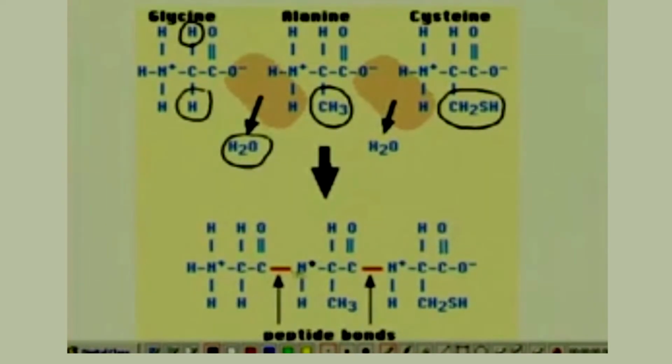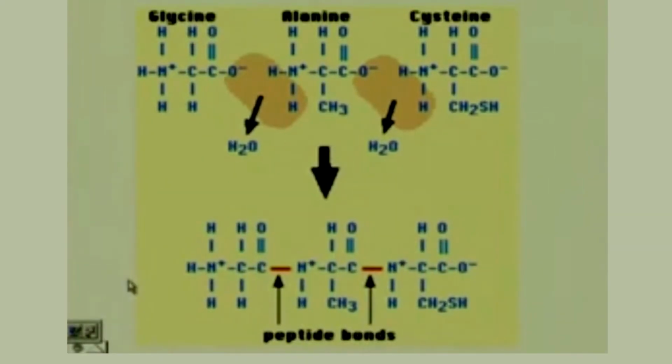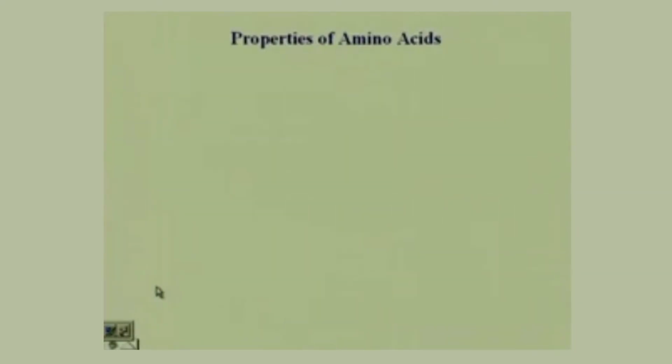So, we have a C double bond O N H, a C double bond O N H. In the formation of our tripeptide, we have glycine, alanine, cysteine. We can go on to form other peptide linkages.